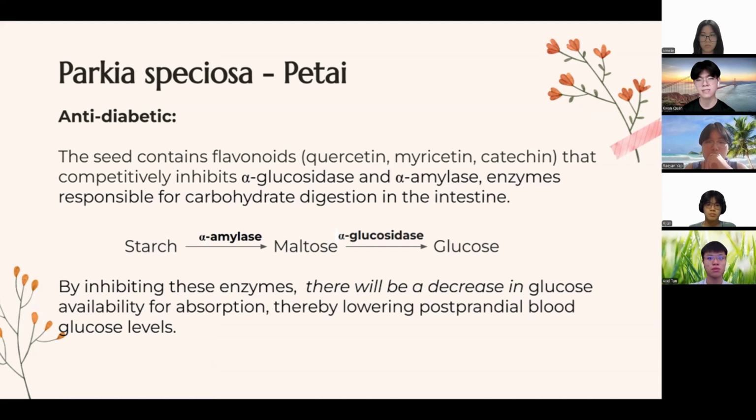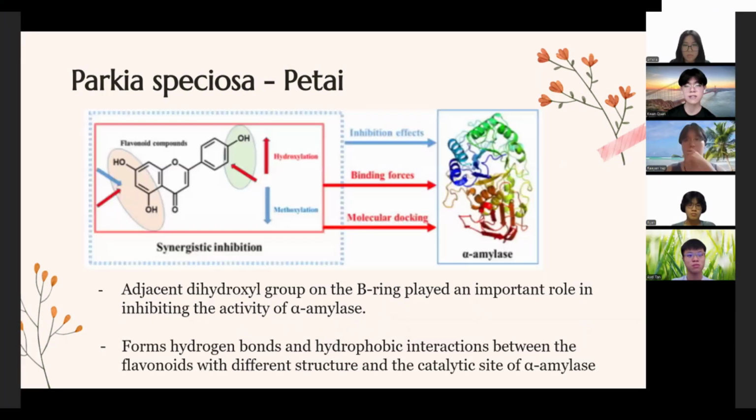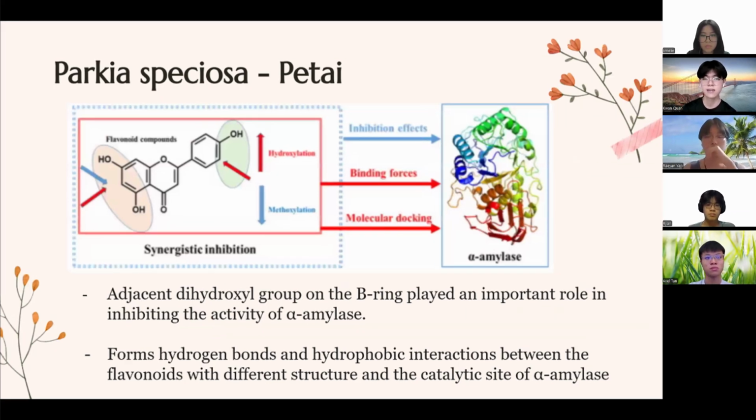So by inhibiting these enzymes, there will be a decrease in glucose availability for absorption, thereby lowering postprandial blood glucose levels. This shows how the flavonoids inhibit the enzymes by looking at its structure. It has this hydroxyl group found on the beta ring right here, which forms hydrogen bonds with the catalytic site of the alpha-amylase. Thereby, the starch cannot bind to these enzymes. Therefore, the glucose cannot be formed.